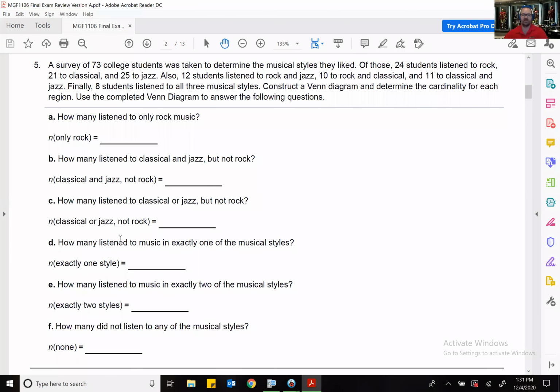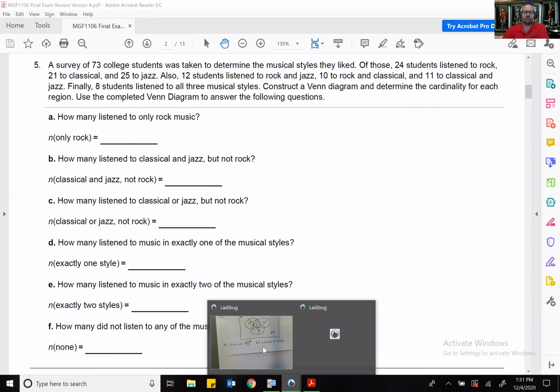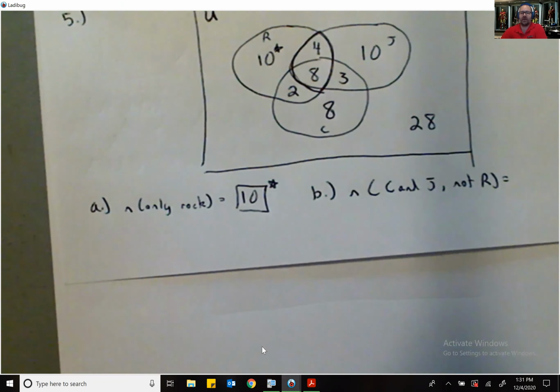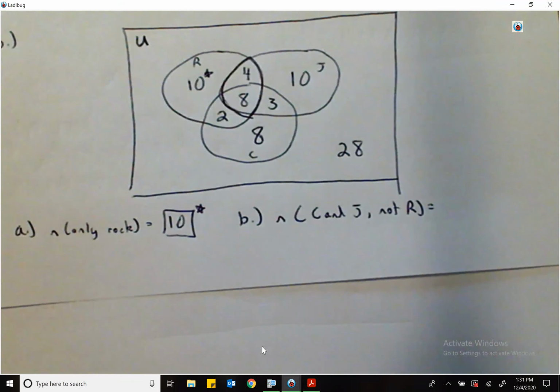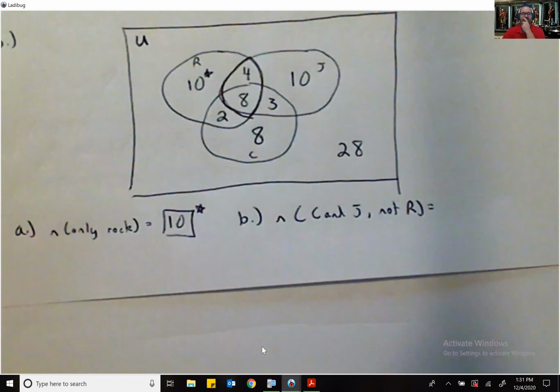All right. B. So this one says, how many listen to classical and jazz, but not rock? 21. All right. Talk to me about how you got that. You take everyone that listens, because it says and jazz. Oh, so it'd only be 3. Only 3. Why only 3? Because it's and jazz instead of both.